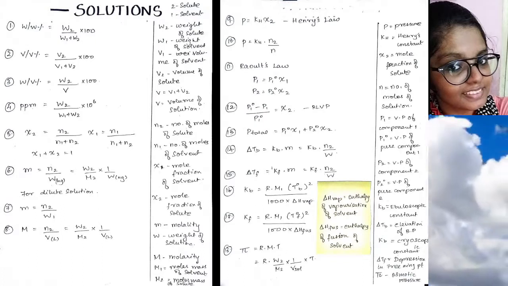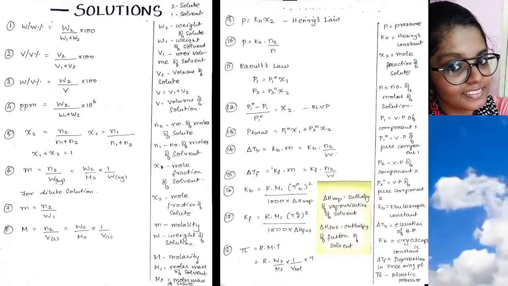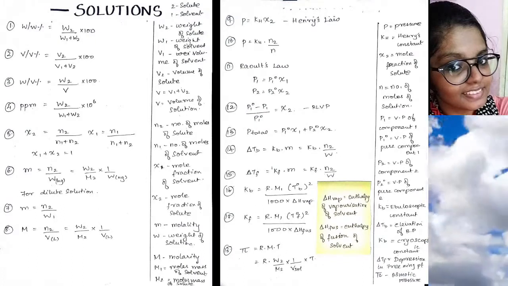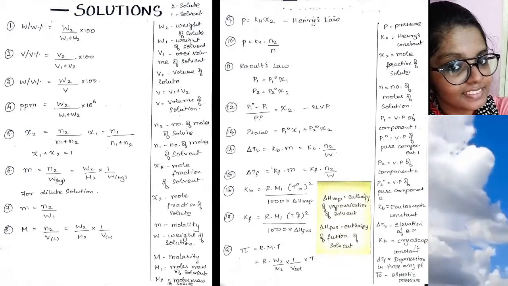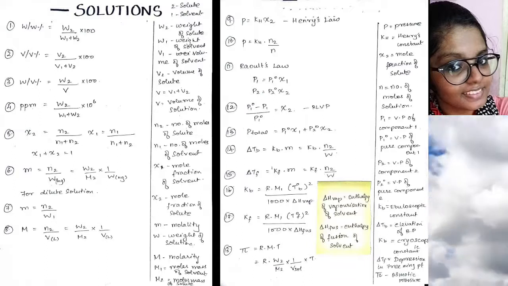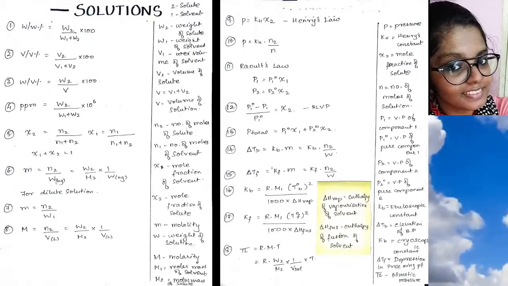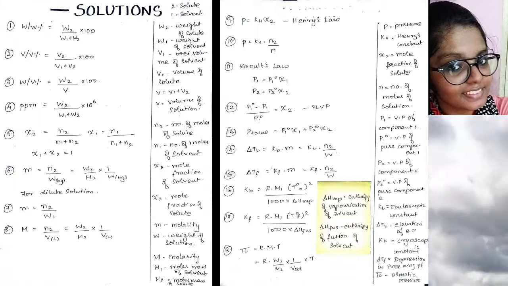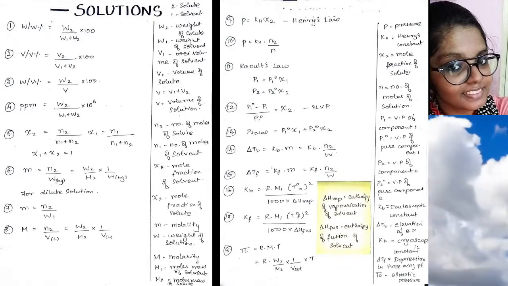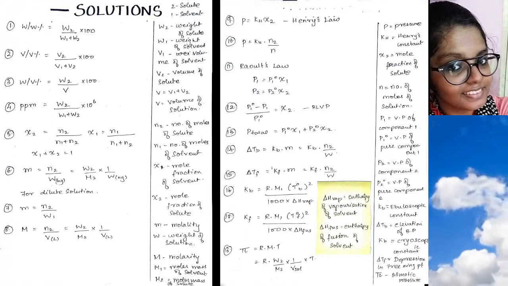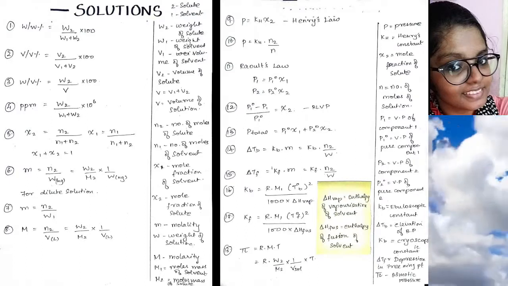Solutions formula. Weight by weight percentage is equal to W2 divided by W1 plus W2 into 100. Volume by volume percentage is equal to V2 divided by V1 plus V2 into 100. Weight by volume percentage is equal to W2 divided by V into 100. V is equal to V1 plus V2. ppm, parts per million, is equal to W2 divided by W1 plus W2 into 10 power 6.